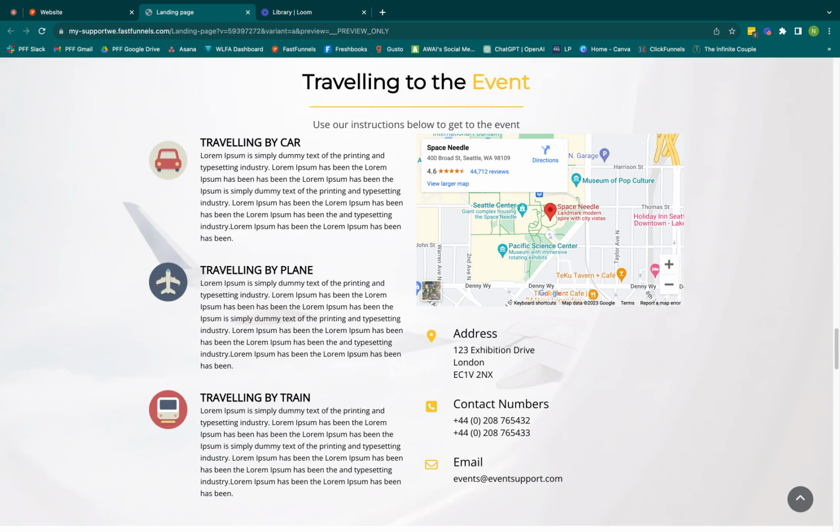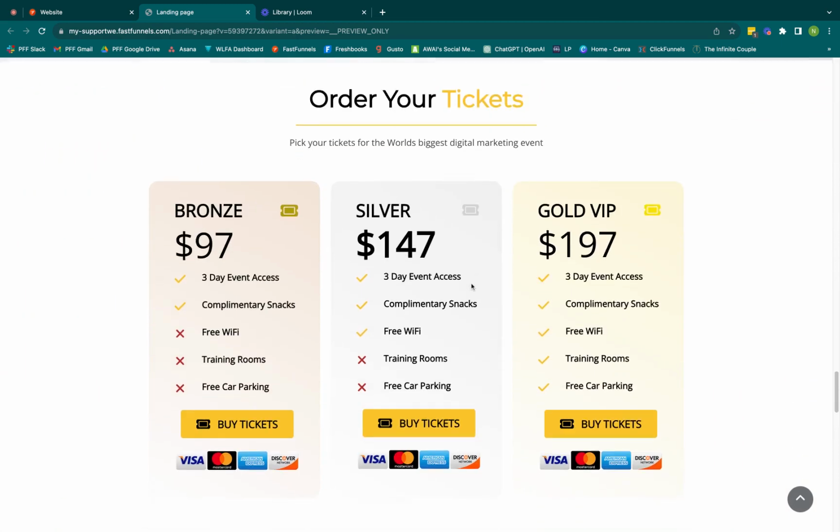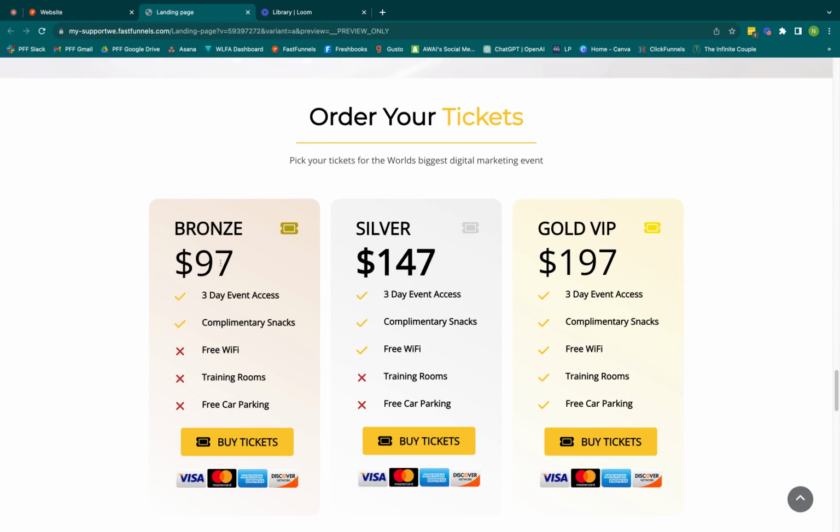So for me, providing that kind of information just makes your buyers a lot more comfortable with making that purchase decision. So that's why we would have this here. And then you come down to the bottom and you can have multiple ticket options, right? Now, this is going to be based on the dynamicism of your event.